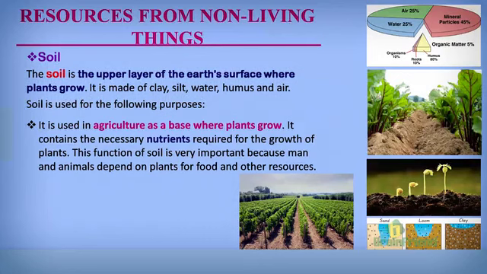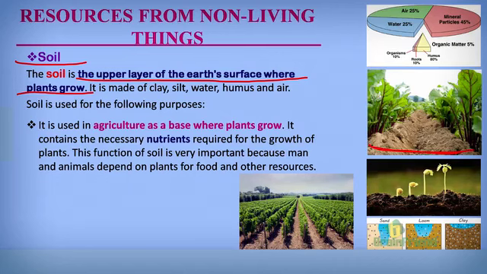The other kind of abiotic resource we'll be looking at is soil. Soil is simply the upper layer on the surface of the earth where crops or plants grow. We said land is the solid area on the surface of the earth that is not covered by water. This solid area has an upper layer, and the upper layer is filled up with soil. So soil is that upper layer of the surface of the earth where plants grow.